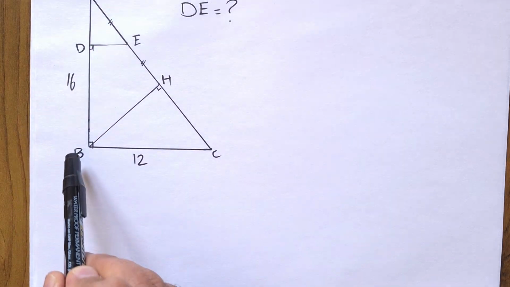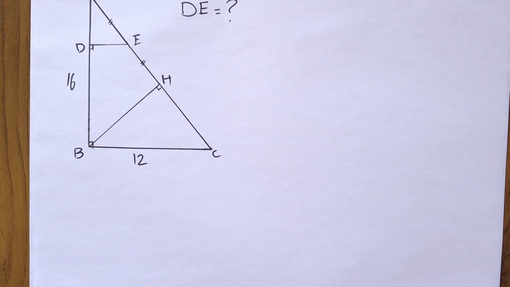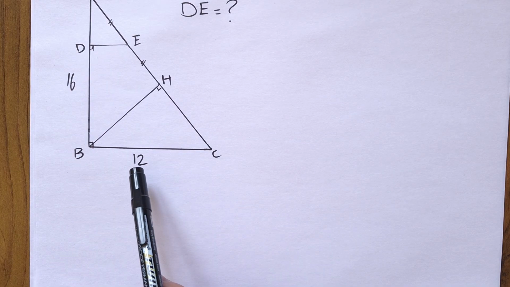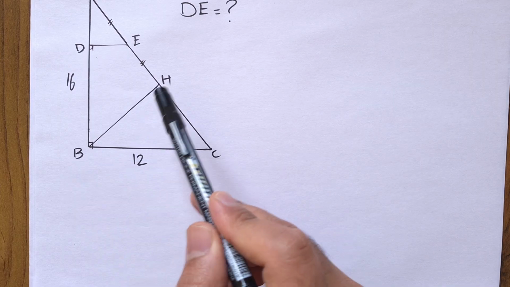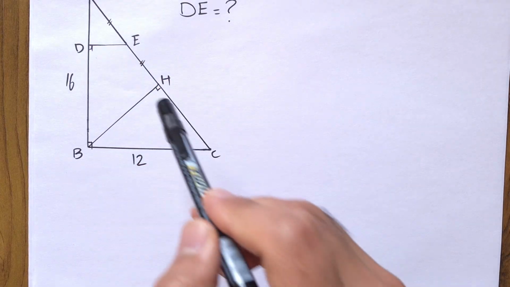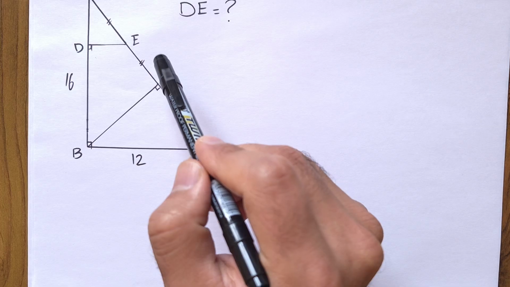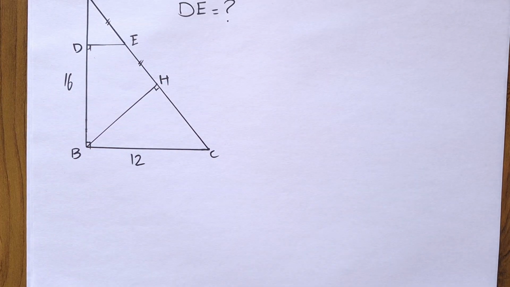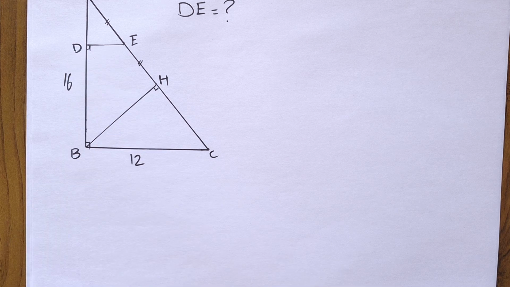So we have a right triangle ABC here. One of the legs is 16, another leg is 12. We have the height here, which is the height to the hypotenuse. You have these two little segments equal, AE and EH are equal. What is the value of DE?